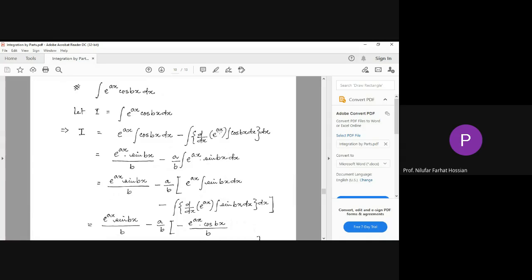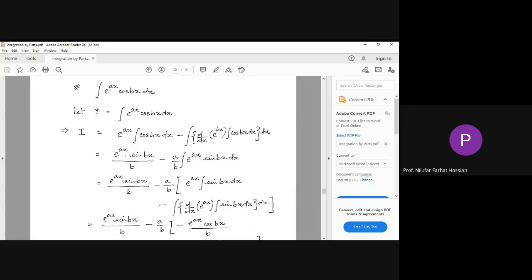First function is e to the power ax into integral of the second function. Okay, what is the integral of this cos bx? This b is a constant. No problem. So your integral will be sine bx divided by b. If this x is multiplied by a constant factor, you can directly integrate it. Just divide the result by this constant coefficient. That's all. So e to the power ax into sine bx by b.